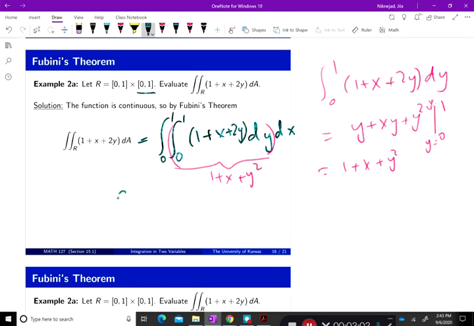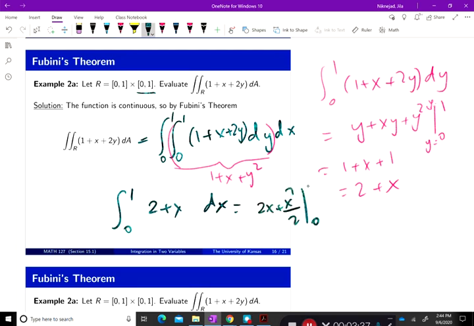Now evaluate the function that you got in the outer integral. Oh, apologies, I made an error in here. After you evaluate the inner integral, one of the variables goes away, so you get 1 plus 1 plus x, which is 2 plus x. Then take the integral of that: 2x plus x squared over 2, from 0 to 1, and that value is 2 plus 1/2, which is 5/2, minus 0.